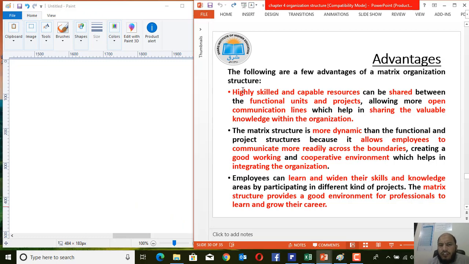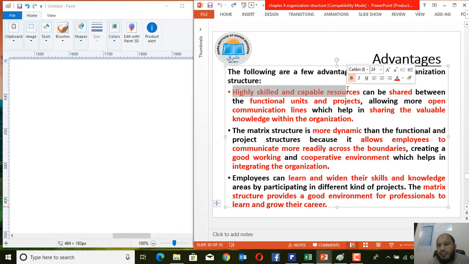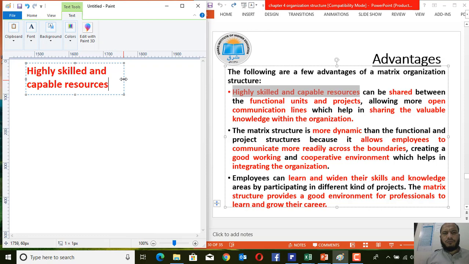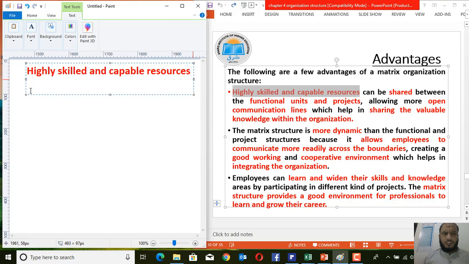So dear students, we may say that here we have highly skilled and capable resources and people, and these will be shared between the functional unit and the project unit. This is one of the important points: resources will be shared between both the functional and the projectized areas. In both the areas we will share the resources, in the functional department and also in the project.